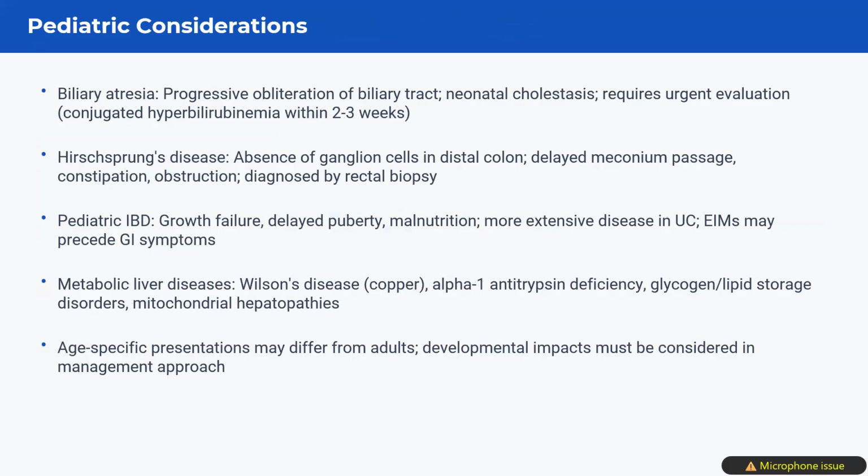What would be complete without talking about children? We have to talk about the pediatric people here. We have biliary atresia. This is a neonatal emergency. This is progressive obliteration of the extrahepatic biliary tree, which can lead to cholestasis and secondary cirrhosis if untreated. This presents with jaundice persisting beyond the 2 to 3 week period of neonates, and with conjugated hyperbilirubinemia. They have pale stools and dark urine.